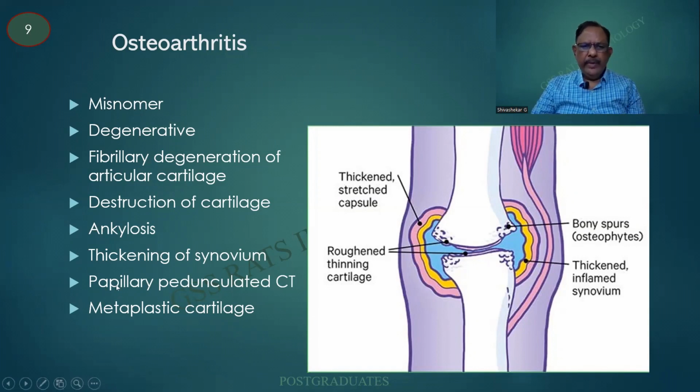Sometimes there can be papillary projections which can be made out by CT. Also, the cartilage can undergo osseous metaplasia, or the connective tissue can undergo cartilaginous metaplasia.